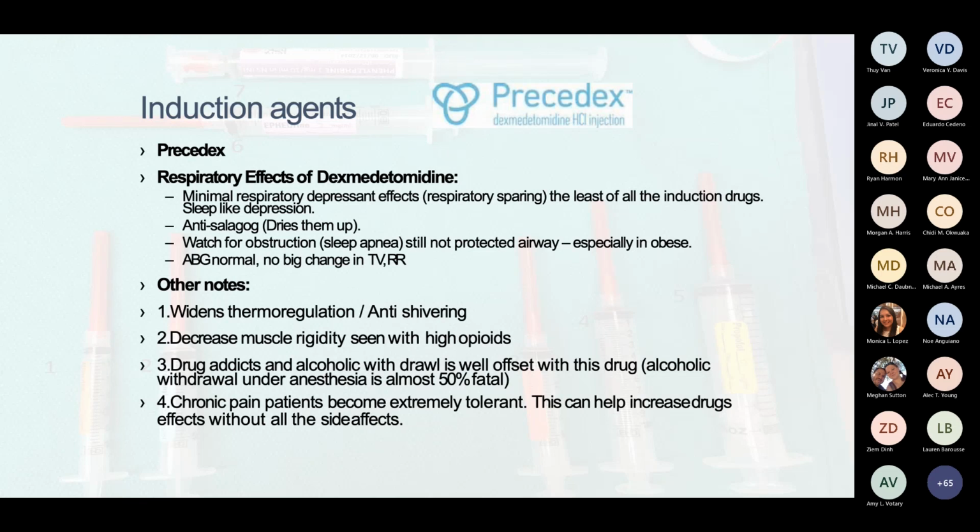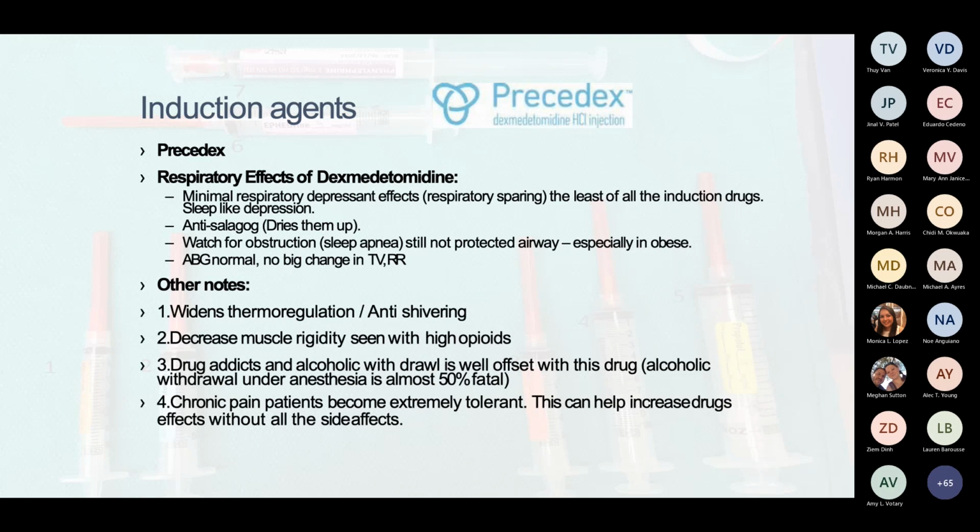Other nice things for us, it a lot of times tends to block any sort of shivering reflex. So, if you have somebody that's shivering post-operatively, some Precedex may be helpful. Other times we'll just use Demerol for those patients. If you give it, it may prevent the muscle rigidity that's sometimes seen with high opioids, but a lot of times we're giving a muscle relaxant anyway, so you don't have to worry about it quite as much.